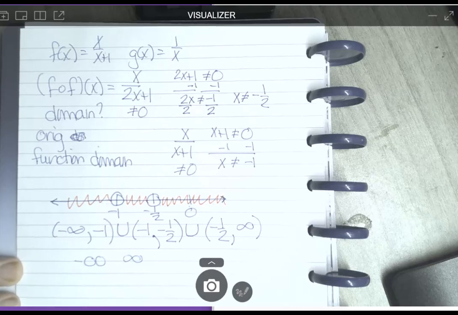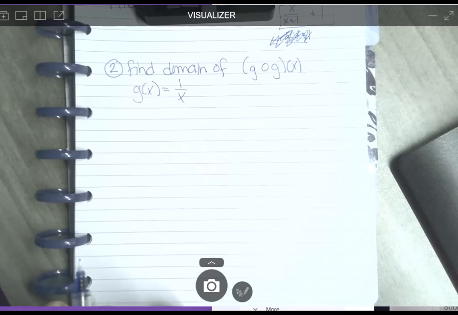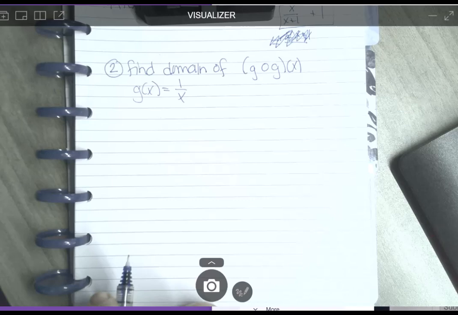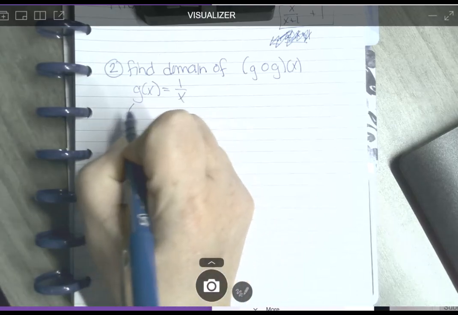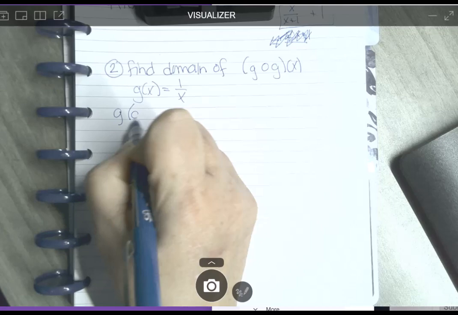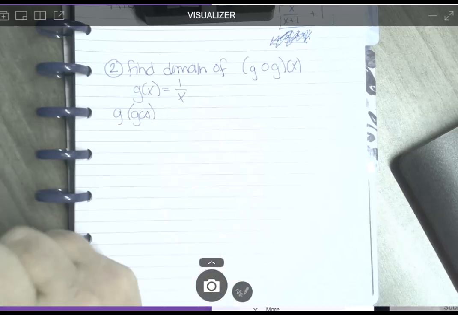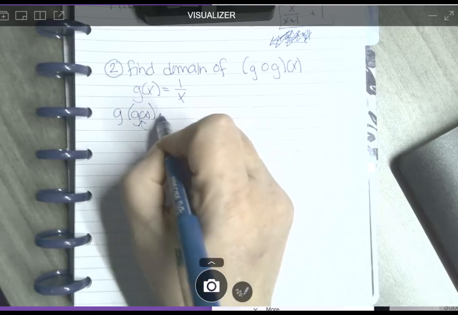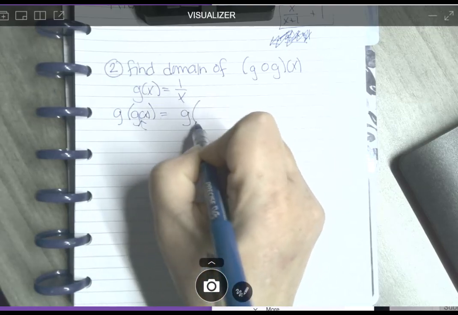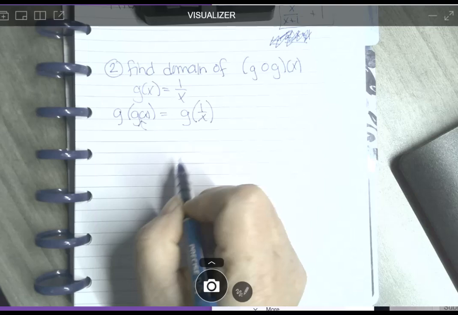Oh my goodness. Okay, I came to the other half of the piece of paper we started on, and we need to find the domain of g of g of x. And g of x is 1 over x. What I like to do is rewrite it, g of g of x, okay? Now, what's g of x? Well, it's 1 over x. So we'll have g of 1 over x.